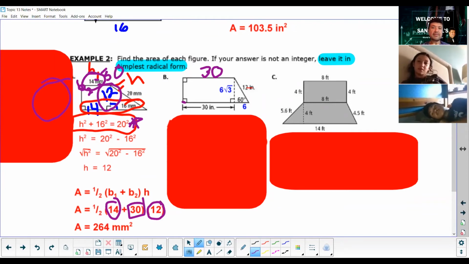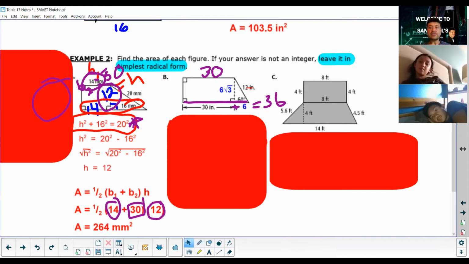Now how would you find this base right here? Well, from the 6, and the 30. No, the 6 and the 30 you're gonna add together to give you 36. Yes. You get the total. So then you have the two bases and you have the height.